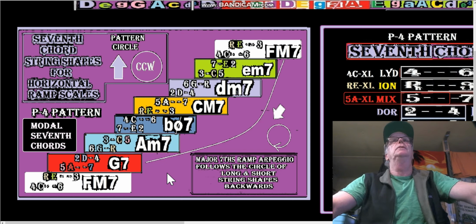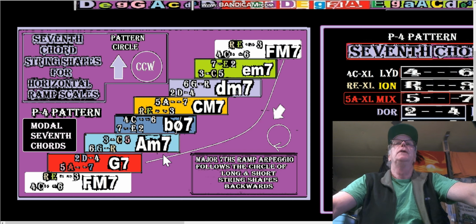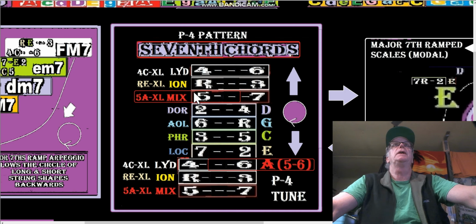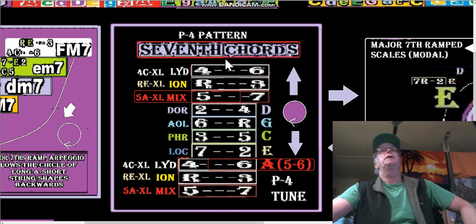Of course, we're crossing over these cages, but we're taking with us the string shapes. So these are the P4 pattern 7th chord string shapes, and guess what? They all have an individuality that we can bring with us as we go along. The only difference is that when you're doing a ramp pattern, you go down the normal string shape diatonic stack of notes. Now look at this 5 7 root 3 here.